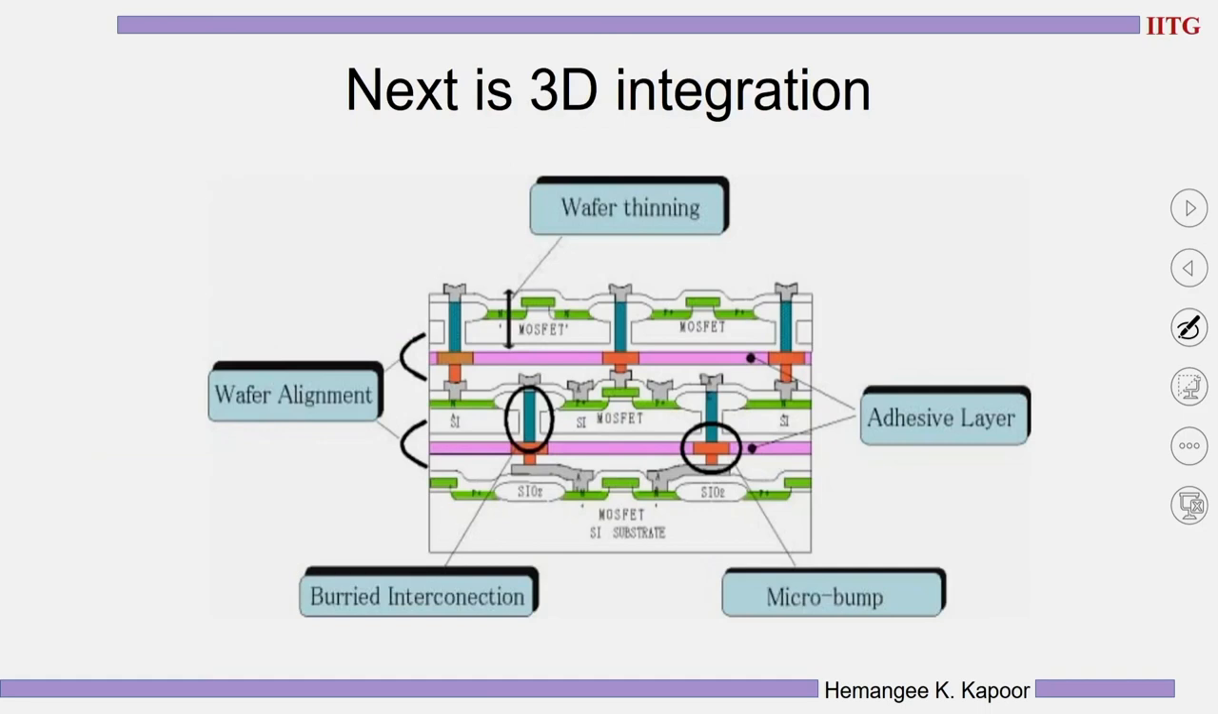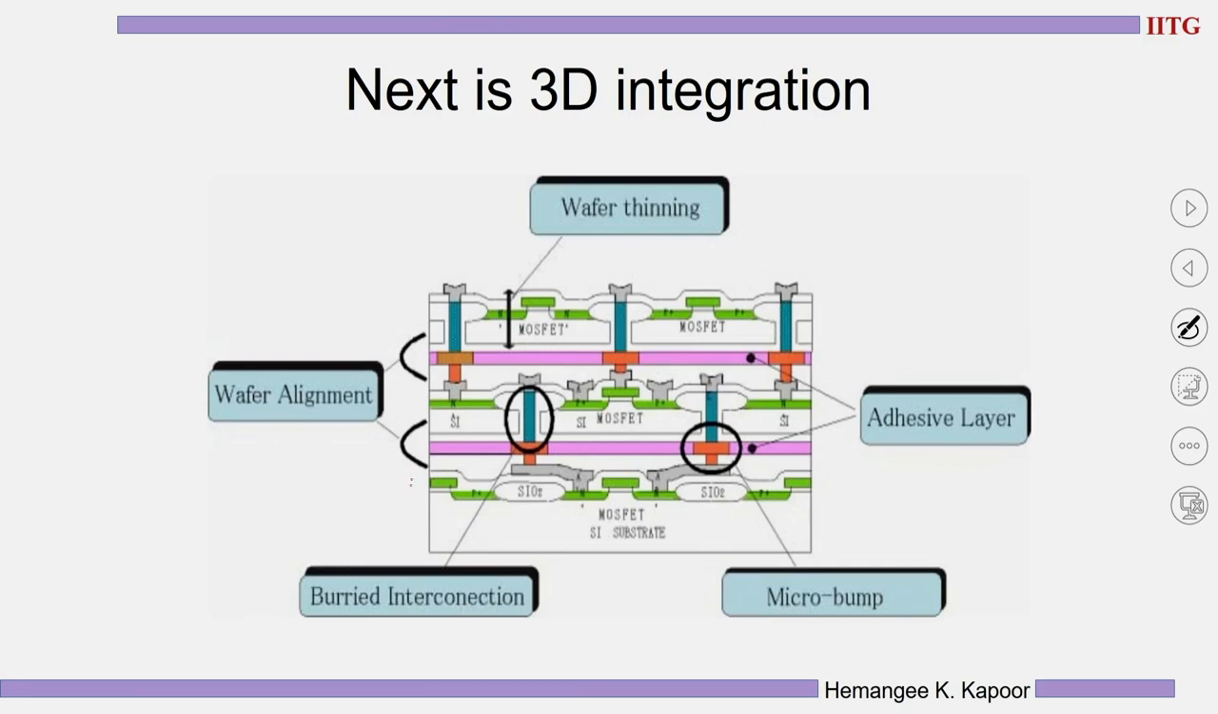So with this advancement of having multiple cores available, what is next? We'll just take a quick look at what happens beyond this. Beyond this is 3D integration. As the word says, 3D, we are going to have silicon ICs packed one on top of the other. So we are going to glue the ICs together.